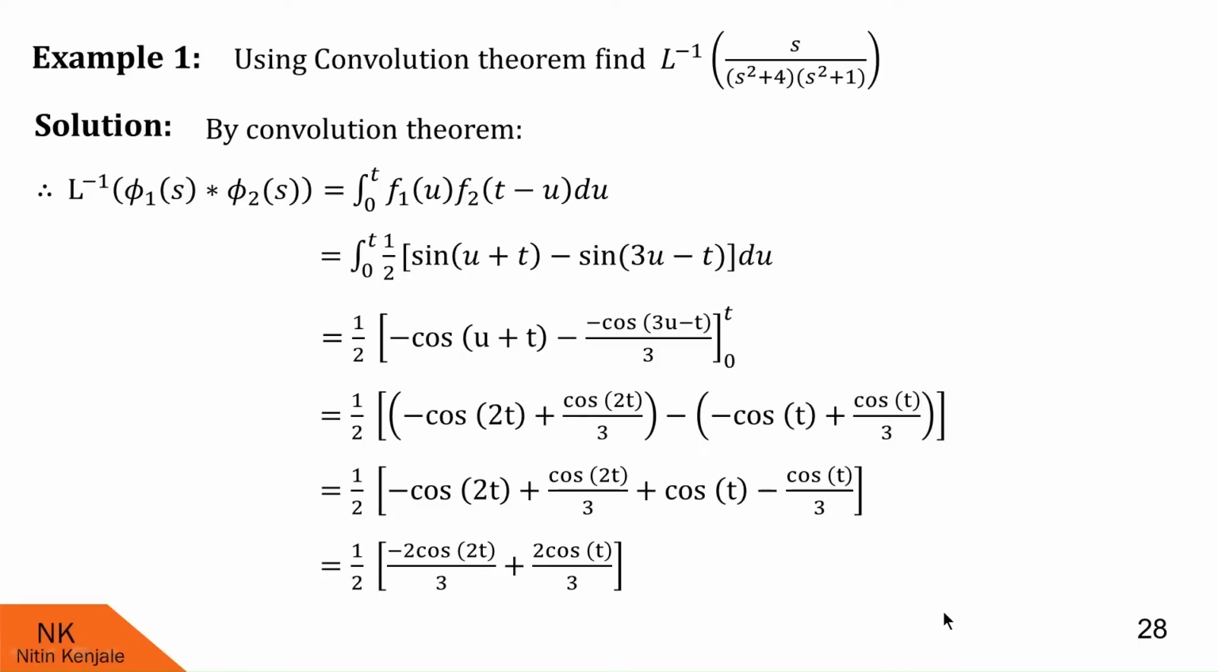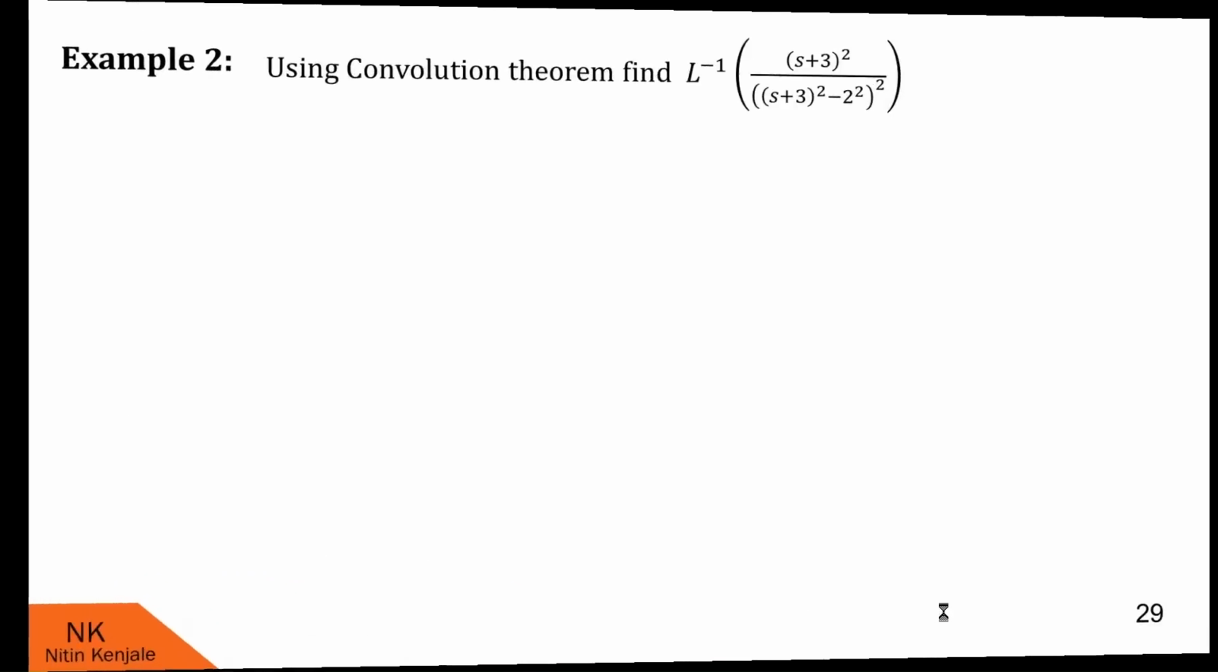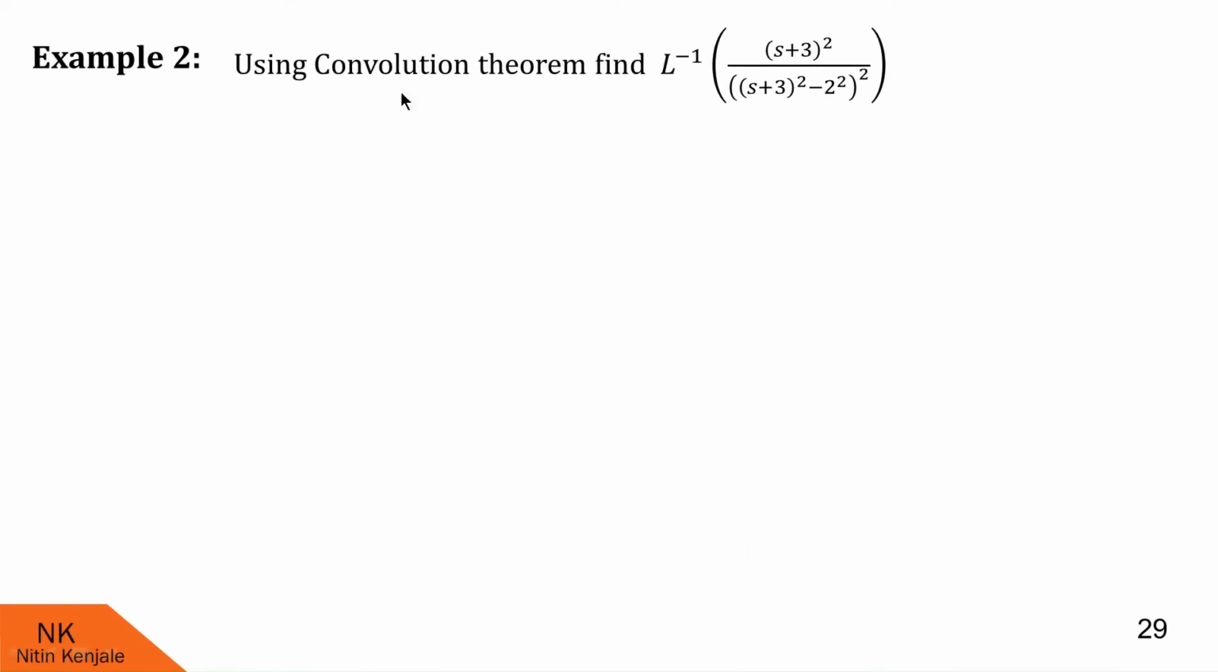Now let's go for the second example. Once again, we are asked to use the convolution theorem to find L inverse of (s plus 3) the whole square, divided by (s plus 3) the whole square minus 2 square, the whole square. Let us look at the solution.